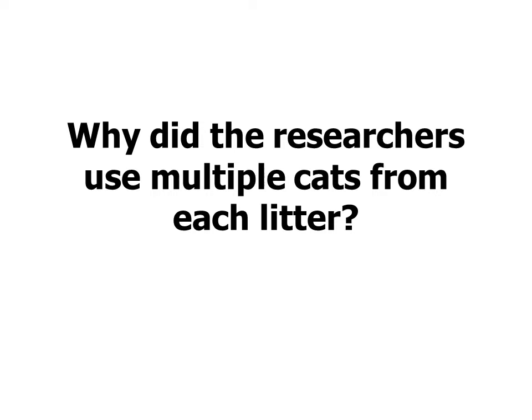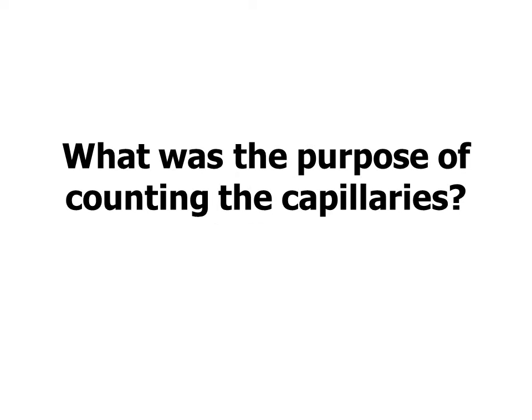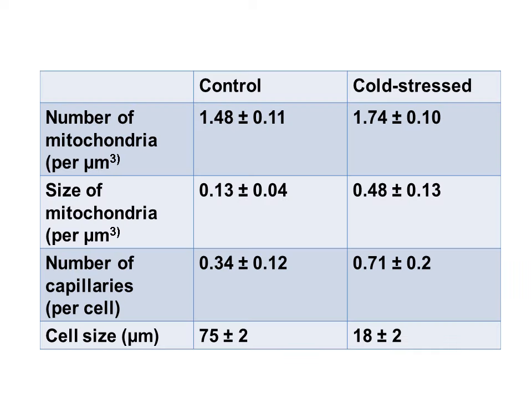And then they examined that fat tissue microscopically so that they could measure the number and size of mitochondria, the number of tiny blood vessels or capillaries per cell, and the size of the cell. Okay, so after they exposed the cats to extreme cold or not, in the case of the control, they looked at their fat tissue and measured 1, the number and size of mitochondria, 2, the number of the capillaries per cell, and 3, the size of the cells. And you might be asking yourself, what was the purpose of counting the capillaries? Here are the results.